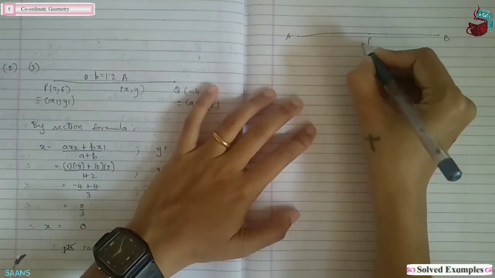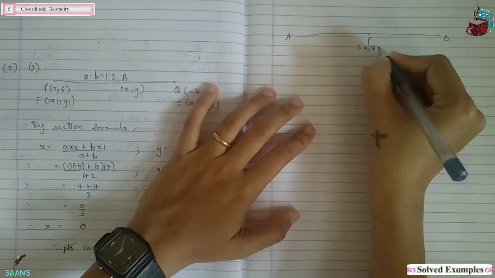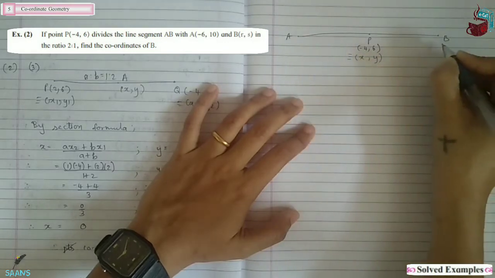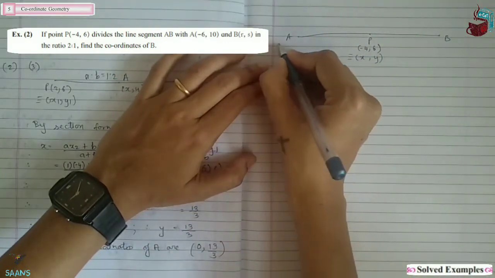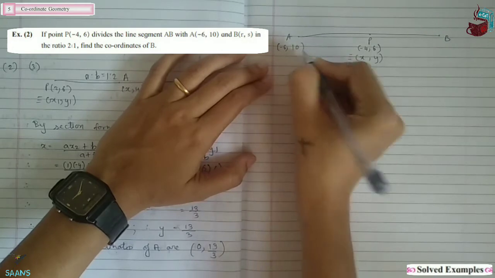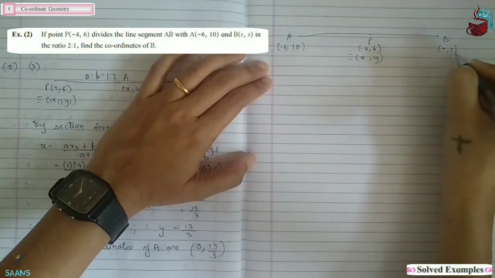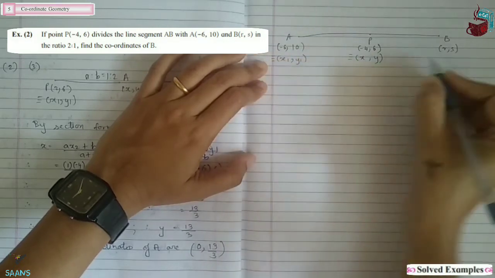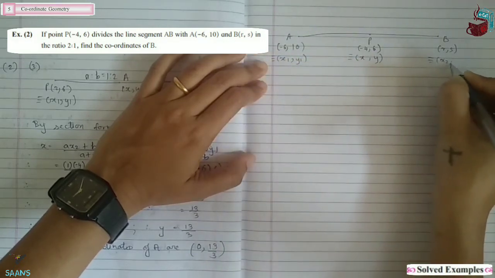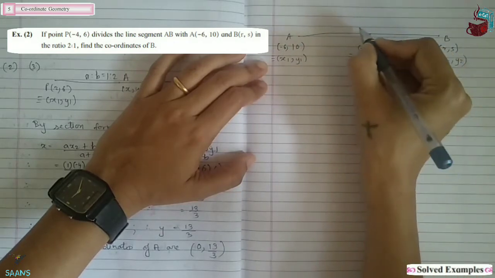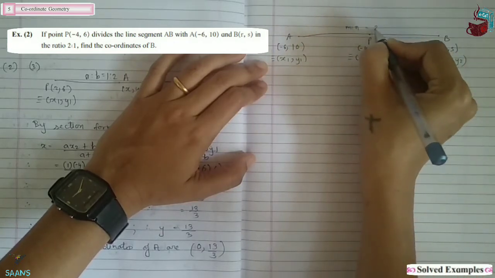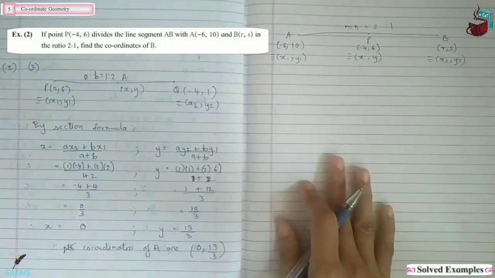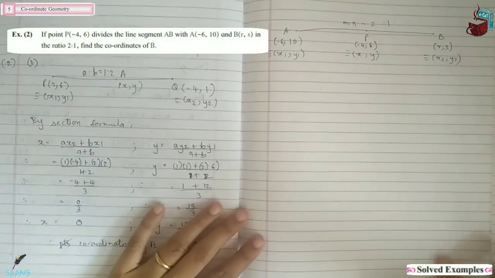P is (-4, 6). You have to make sure that you address it as per the formula. A is given as (-6, 10) and B we don't know, (r, s), so we have to find either x1 or x2, or y1 or y2. In this case, what do we do? Directly apply the formula and do the sum.